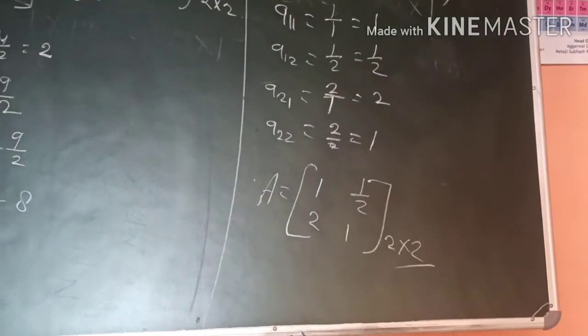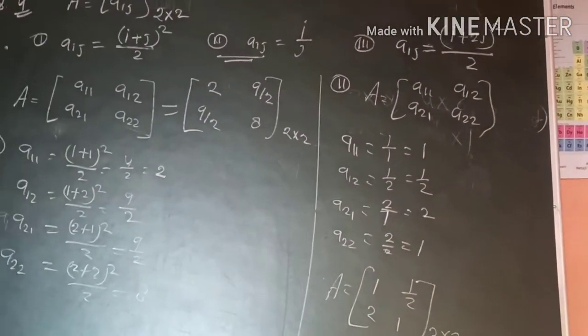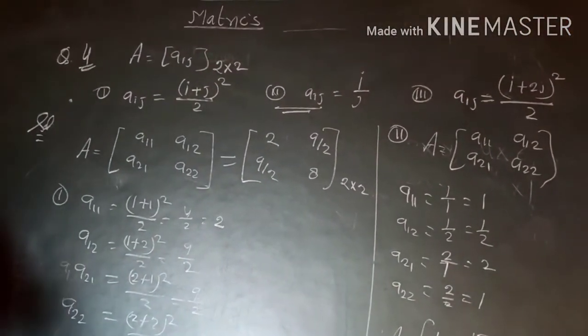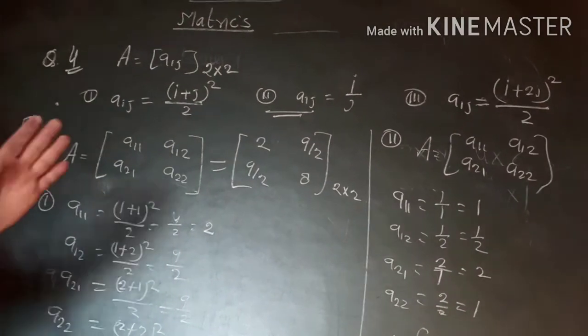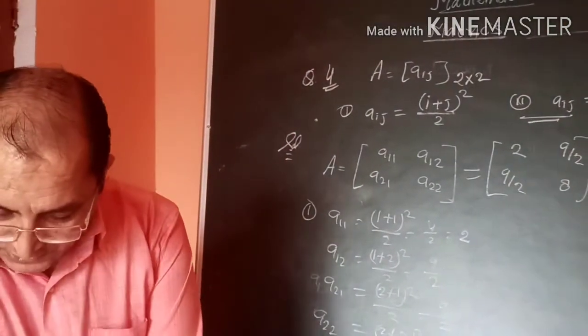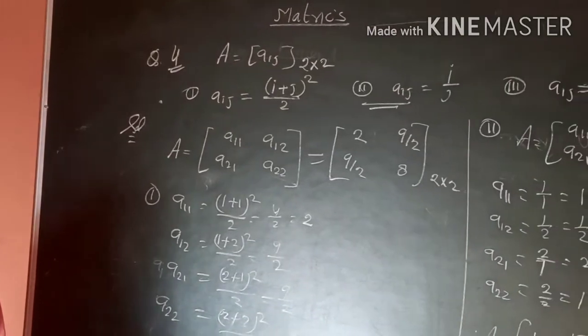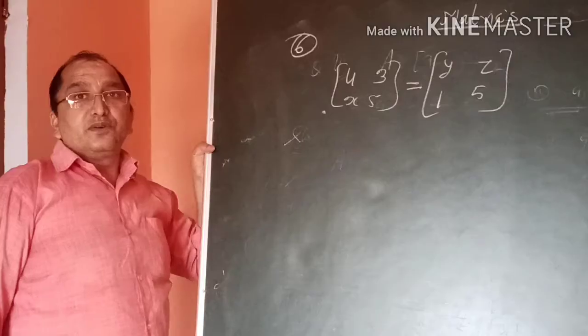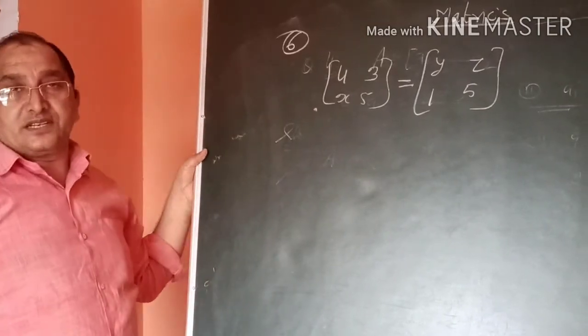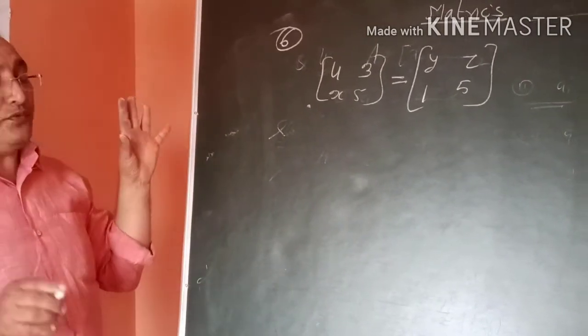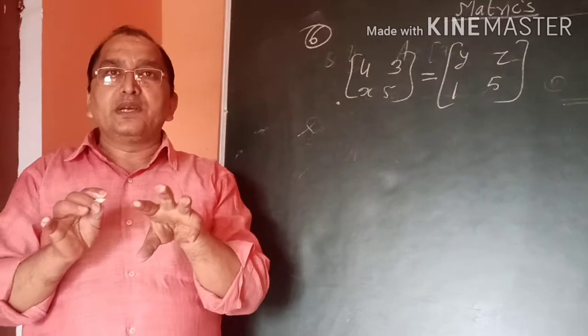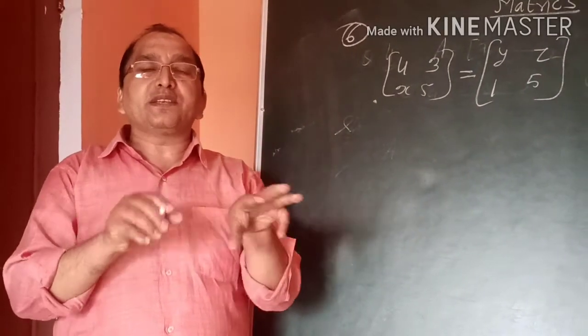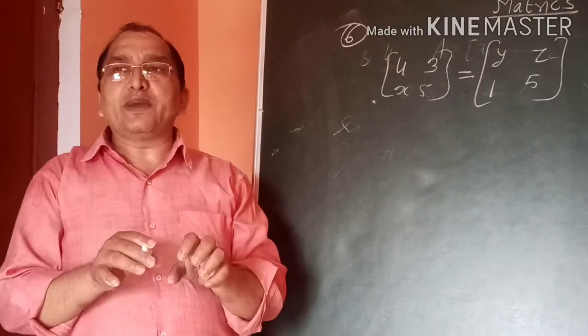Like the same pattern, we can solve the third question also, and go through these questions and you can solve the rest of the questions. All questions are approximately the same, and I am solving question number 6 now. Okay, now come to question number 6. If two matrices have been given to you, and you have to find the value of x and y. The question is asking to find the value of x and y.